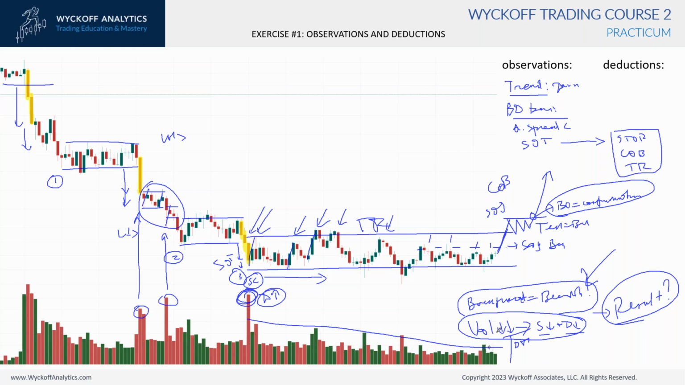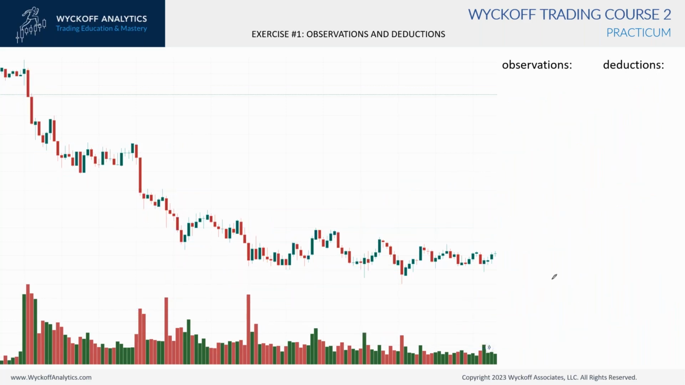That's the result of that demand emergence. So therefore, still weaker. And our main deduction is going to be still bearish. Therefore, shorts. How do we establish a short position here? I mean, the price is just cascading down.